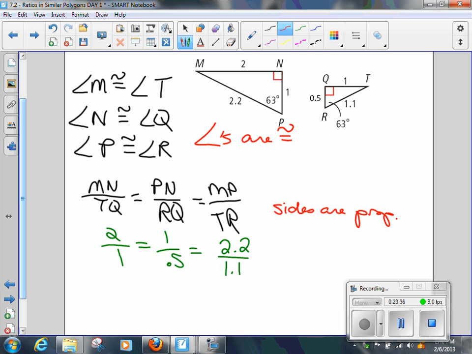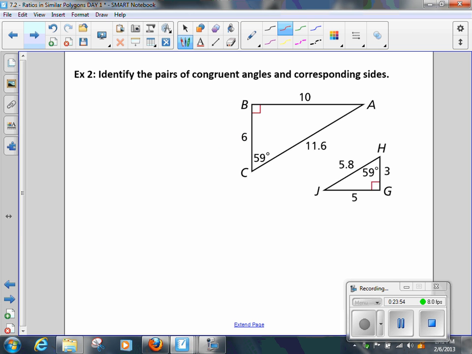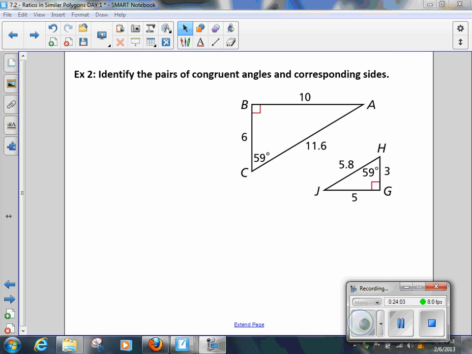Now again, how are we going to use this though? Similarity is all over the SOL test, folks. All over it. So you got to lock into this. Angles are congruent, corresponding sides are proportional. Okay? What are we going to do with it? Look at this. Again, I want you to do this one yourself. Identify the pairs of congruent angles and then the corresponding sides. All right, you got to have something on paper.